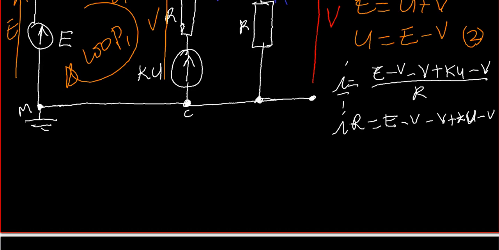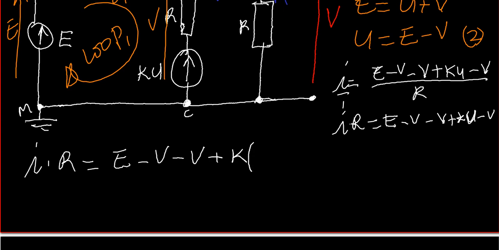Let me change the pen color. It means that I times R will be equal to E minus V, minus V again, let's say minus 2V, plus K bracket open U equal to E minus V bracket close, minus V again. Now we have something. Let us arrange it very well.